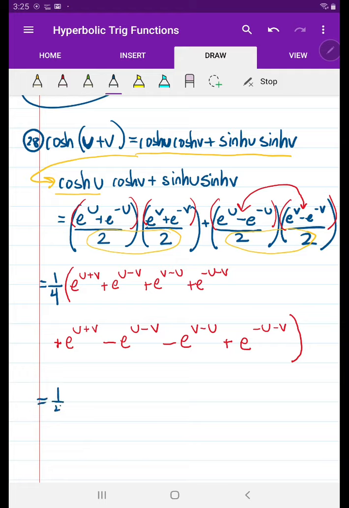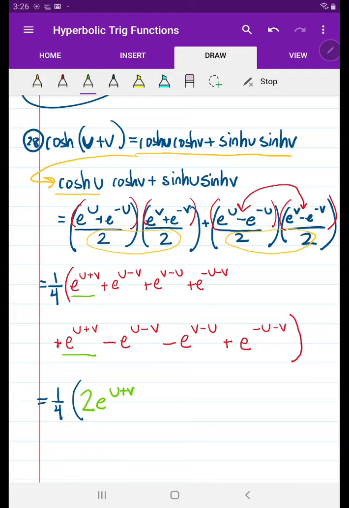So I've got this 1/4 down here. And then I can see, all right, let's do this in green. I've got an e to the u plus v here, and if I scan through my exponents, I've got another one here, right? So I've got two of those, so I'll have 2e to the u plus v.